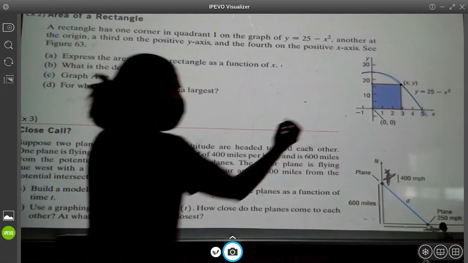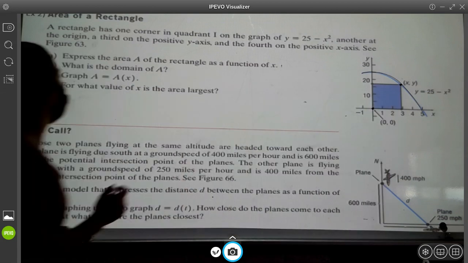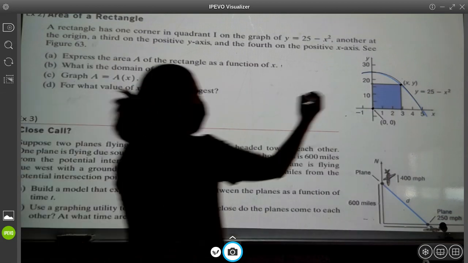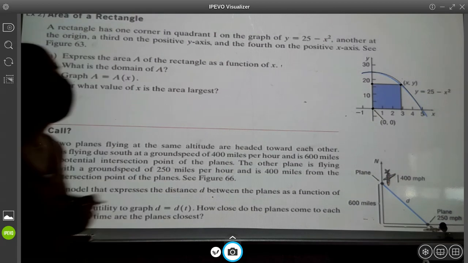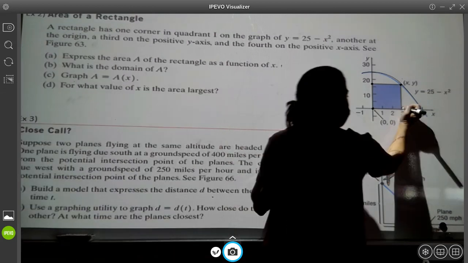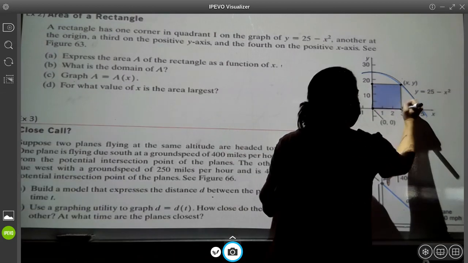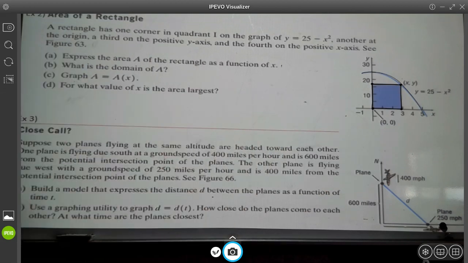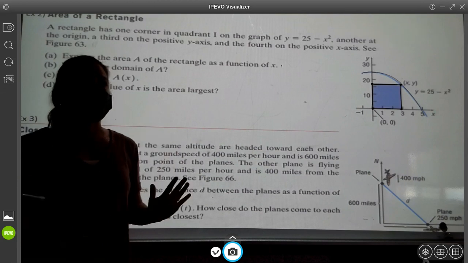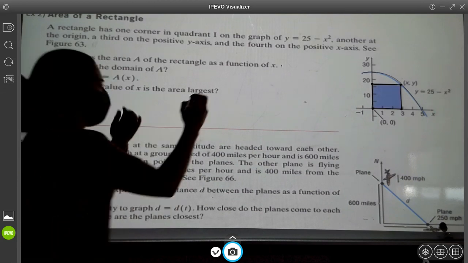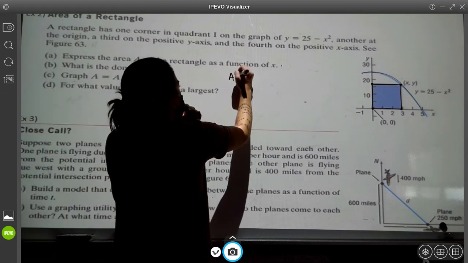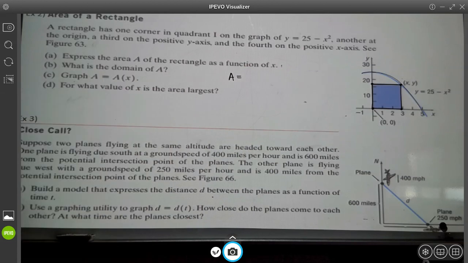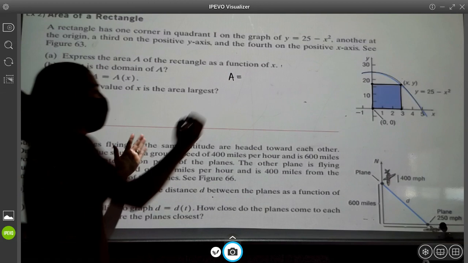It has another at the origin. It has a third on the positive y-axis, and it has the fourth corner on the positive x-axis. And there's the rectangle. It looks like a square, but they didn't call it that, so we can never assume it. That's the rectangle. We're going to try to write the area as a function of x. So guys, before we do that, let's try and label it, right? Because everybody understands, right, that the area, what's your go-to get started formula going to be? How do you find the area of a rectangle? Base times height, length times width, right?